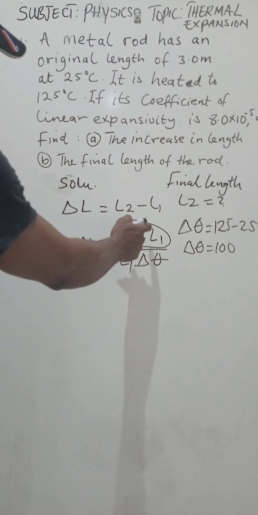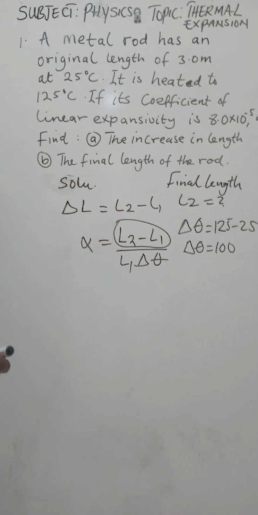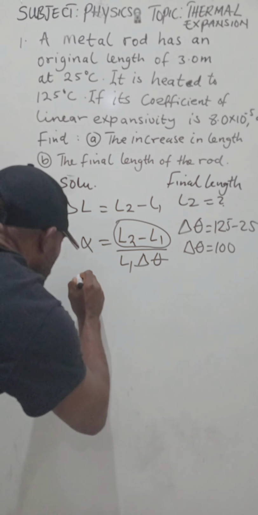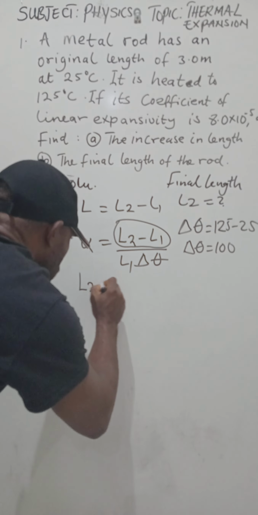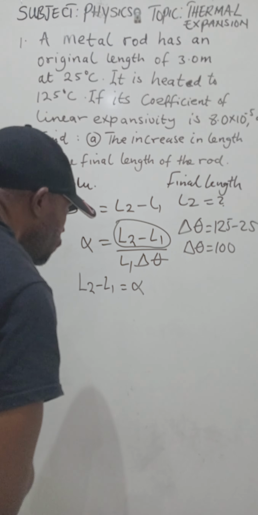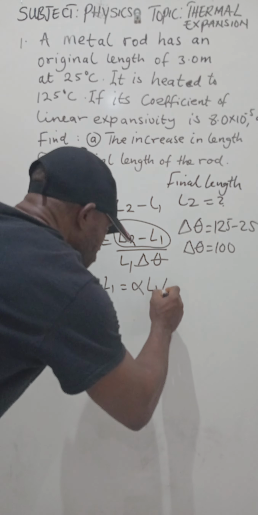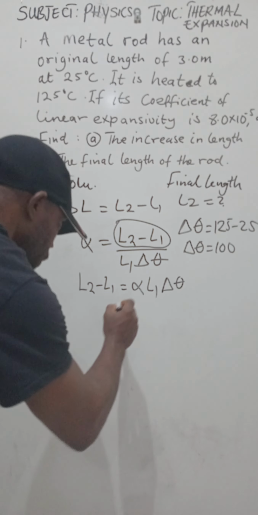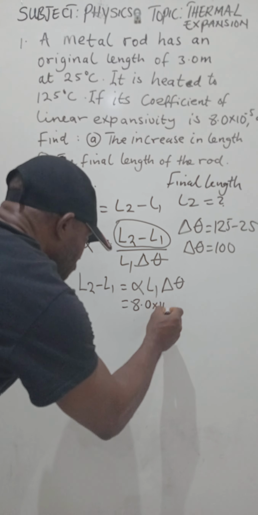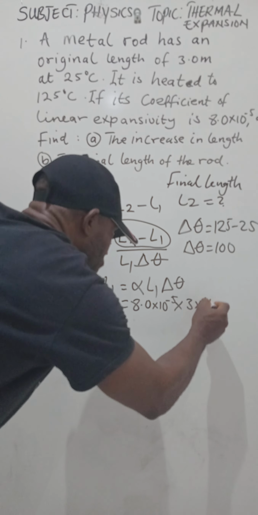Let me make the increase in length the subject of this formula. So the equation is going to be L2 minus L1 is equal to the coefficient of linear expansivity multiplied by the original length multiplied by the temperature change. And this is going to be 8.0 times 10 to the power of negative 5 multiplied by 3 multiplied by 100.